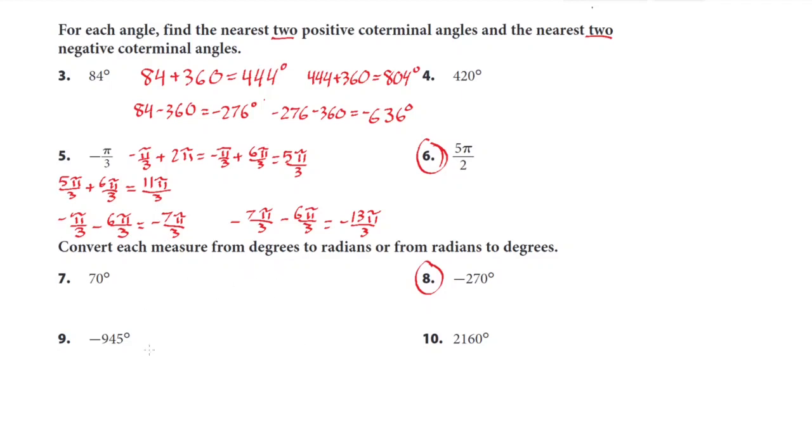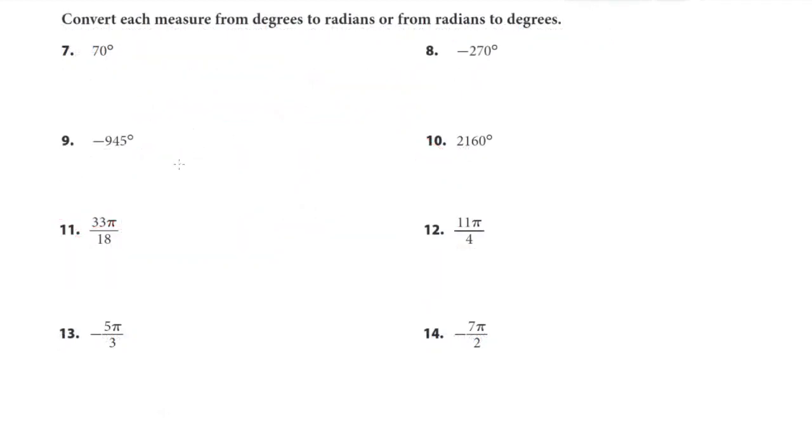So 7 is in degrees, 9 is also in degrees. Oh, that's right. There's more problems to this section, aren't there? In fact, I'm going to grab those problems first. Sorry about that. Okay, here we are on number 7. Like I said, 7 and 9 are both in degrees, 11 and 13 are both in radians.